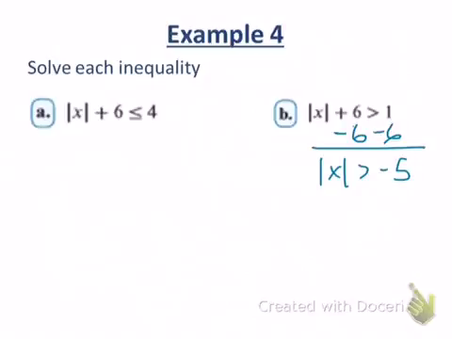Isn't that an OR problem as well? It is an OR problem, right? So what would the two OR problems be? X is greater than negative 5, not and, or x is less than 5.